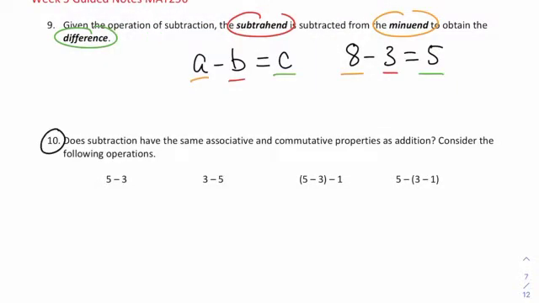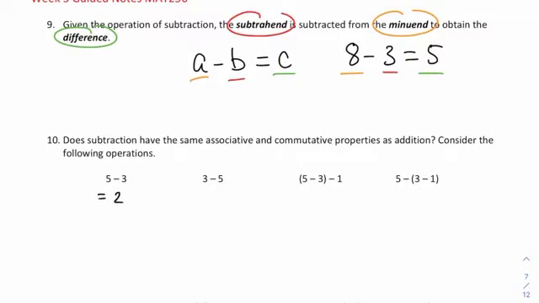Number 10 here. Does subtraction have the same associative and commutative properties as addition? Consider the following operations. Okay, well 5 minus 3 takes us to 2, but 3 minus 5 is not 2. In fact, if you're already familiar with negative numbers, which I suspect many of you are, it's going to be negative 2. But they're not the same. In other words, 5 minus 3 is not equal to 3 minus 5, so subtraction is not commutative.